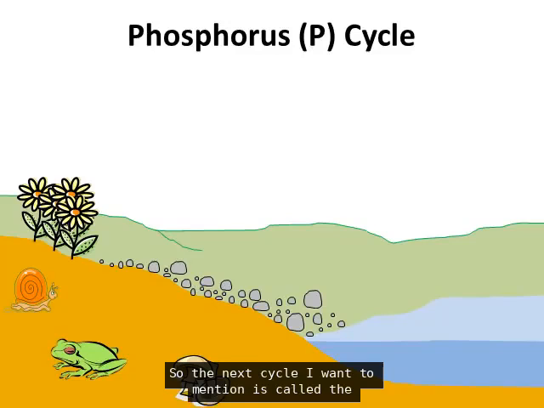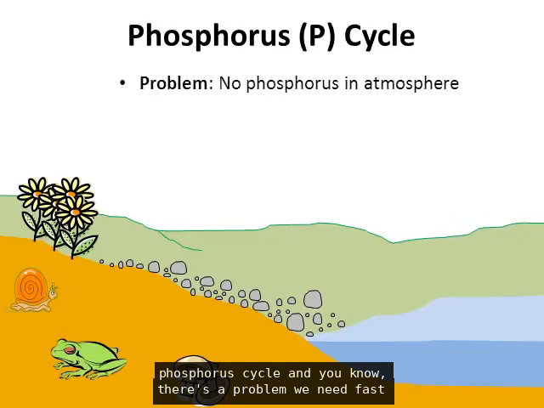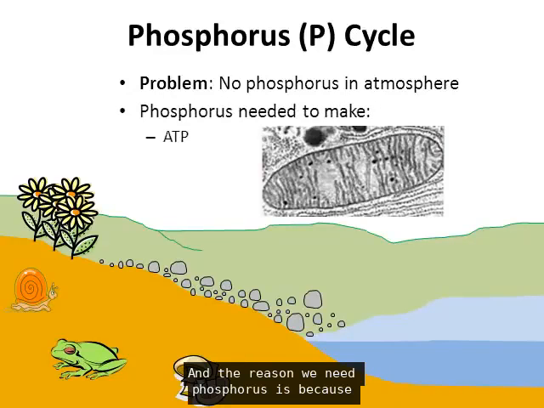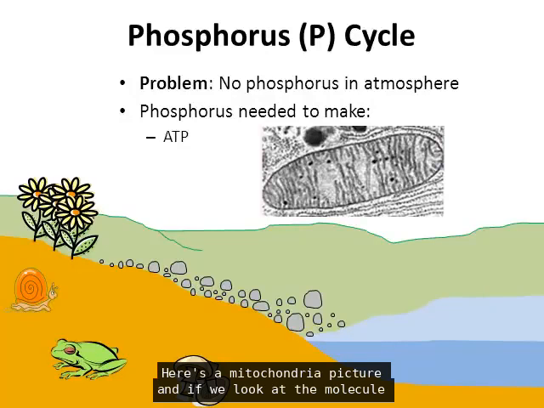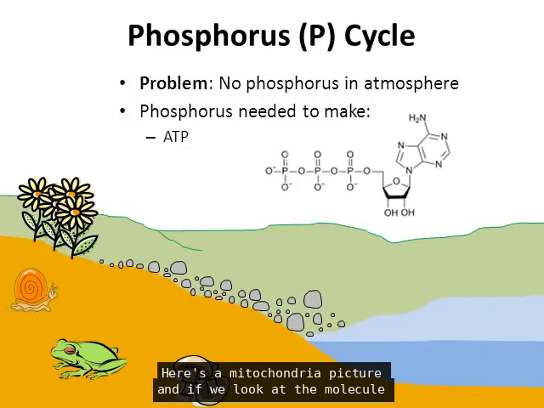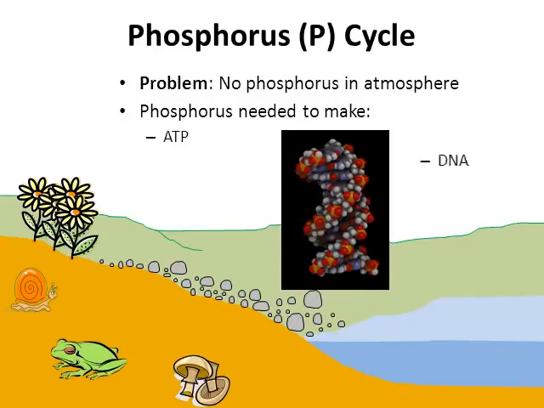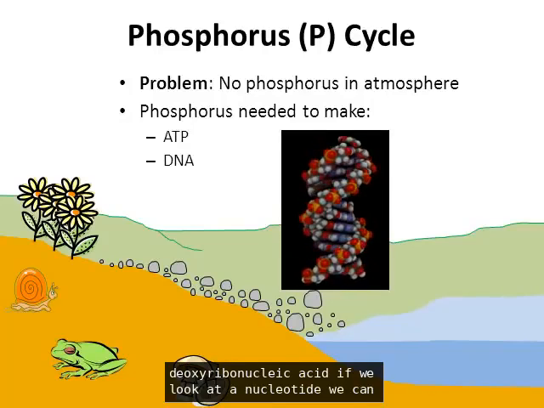Okay, so the next cycle I want to mention is called the phosphorus cycle. And there's a problem. We need phosphorus, but there's no phosphorus in the atmosphere. The reason we need phosphorus is because phosphorus is needed to make ATP. Here's a mitochondria picture. And if we look at the molecule ATP, you can see there's P in it for phosphorus. We also need phosphorus to make DNA, deoxyribonucleic acid.